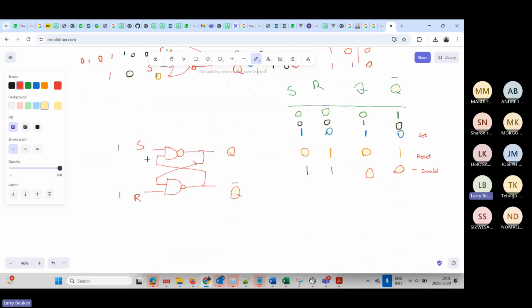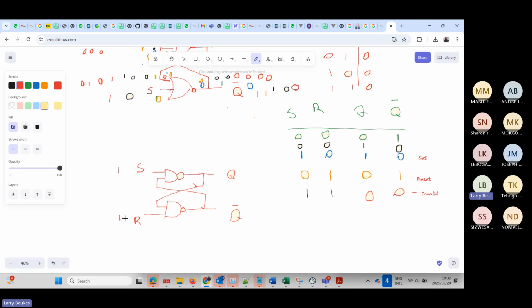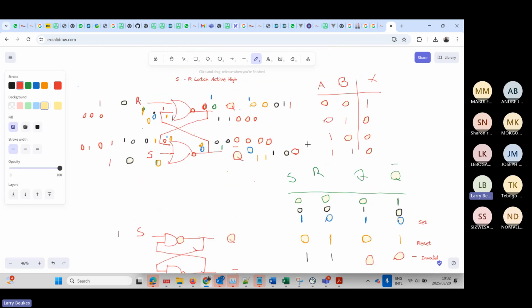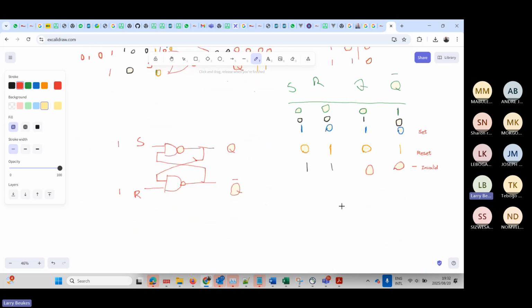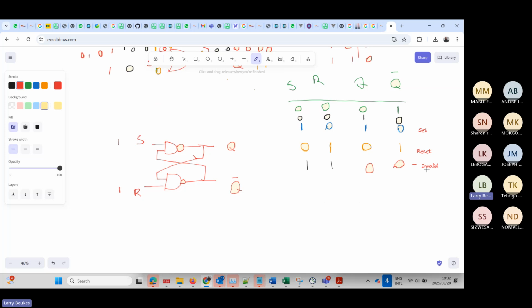So now for this one, the normal working condition is 1, 1, because you will see that when you have 1, 1, everything works. But when you have 0, 0, you are going to get to this invalid state. This Q is going to be 1, and this Q naught is going to be 1 as well, which is impossible. It means both lights will be on.